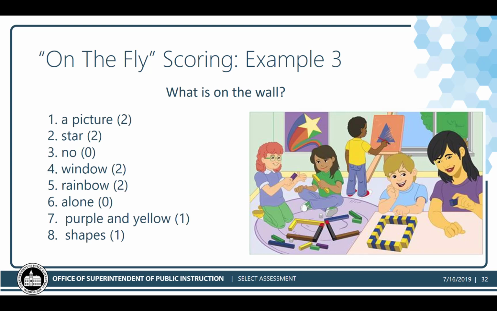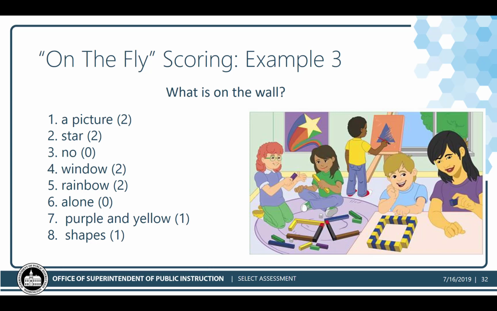In these examples, number 3, "no," and number 5, "alone," are both responses at the 0-point level. "No" is specifically called out in the rubric at the 0-point level, and "alone" is not related to the prompt or the visual for this item. The responses for numbers 1, 2, 4, and 6 are all appropriate and accurate responses to the prompt and meet all criteria at the 2-point level.